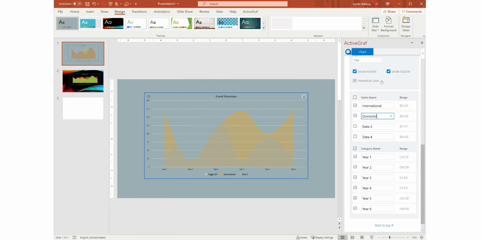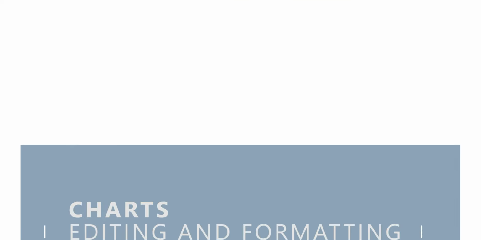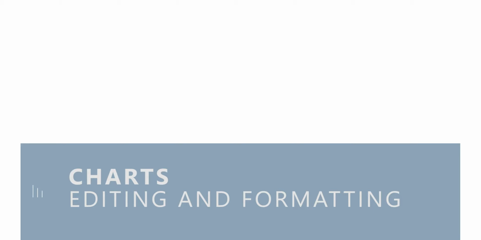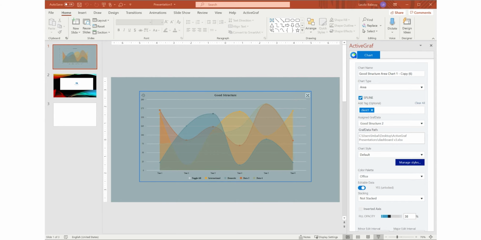Right, so now we have covered the TaskPane and formatting and macro settings for a chart. Now that we've seen how to set up chart-wide parameters in the TaskPane, let's take a look at in-chart editing for the detailed formatting that we can do with ActiveGraf. But before we even do that, I want to explain one thing.